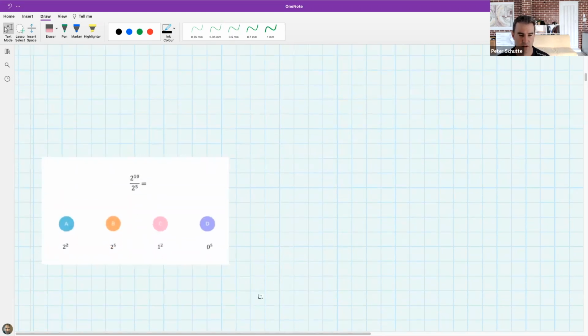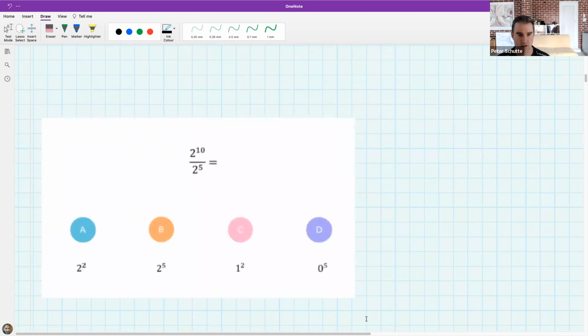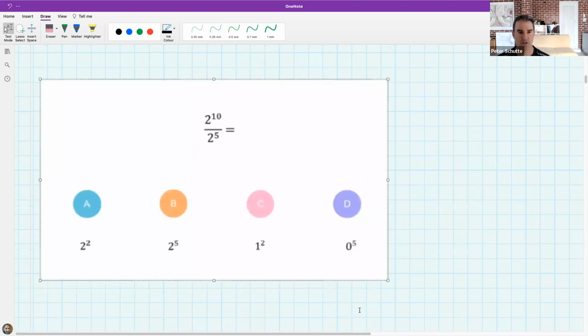See if you get the answer to this one. So 2 to the power of 10 divided by 2 to the power of 5. What do we think the correct answer is? Is it A? Is it B? Is it C? Is it D?